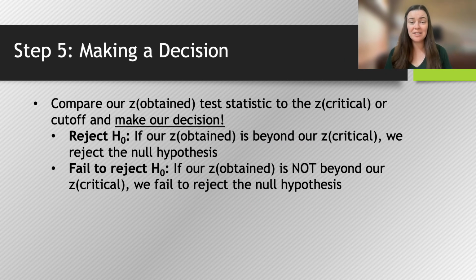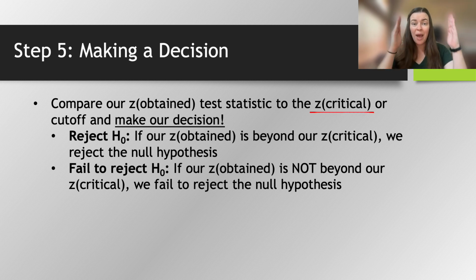Okay, we have finally made it to step 5. This is where we get to actually make a decision about what our z obtained, or our test statistic, which is what we calculated in step 4, means in relation to our z critical value, or what we established in step 3. What are the boundaries of our critical danger zones there on the end? And when we compare those two numbers to one another, that's when we can make our decision. Remember that hypothesis testing uses very specific language, and because of that, we have two options here at the last stage. We can either reject the null hypothesis or fail to reject the null hypothesis.